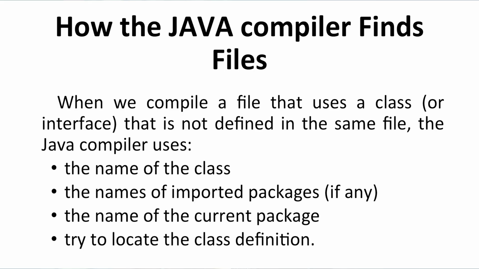How the Java compiler finds a file. When we compile a file that uses a class or interface that is not defined in the same file, what does the Java compiler use? It uses the following things: the name of the class, the names of the imported packages, if there will be any, and the name of the current package, to try to locate the class definition. So these are the things which the Java compiler uses.